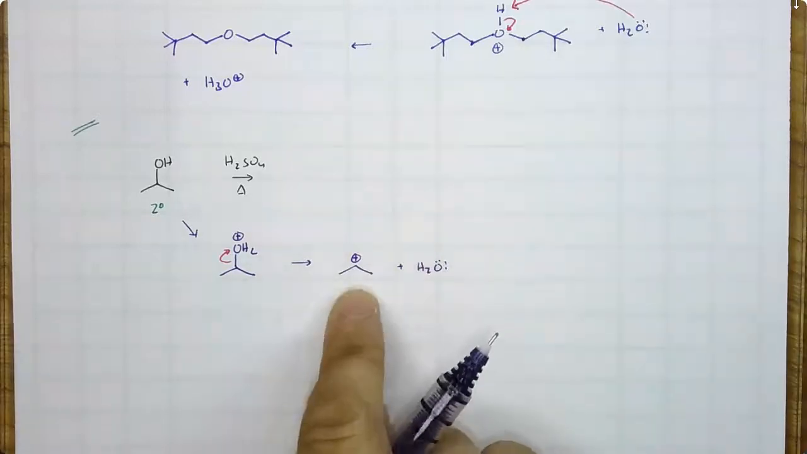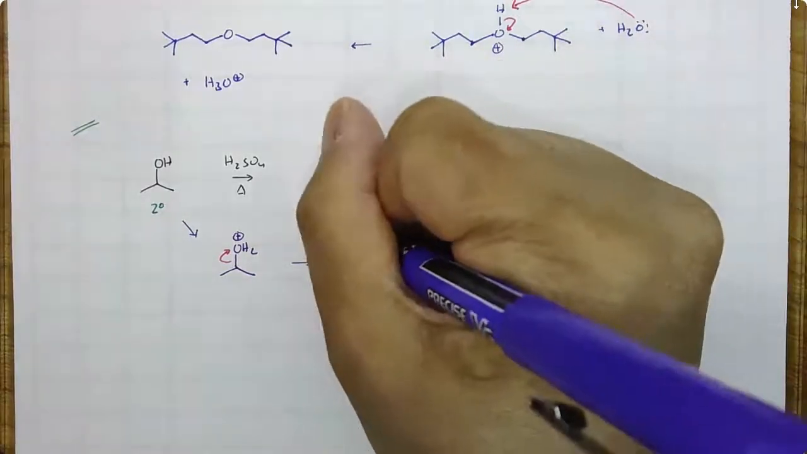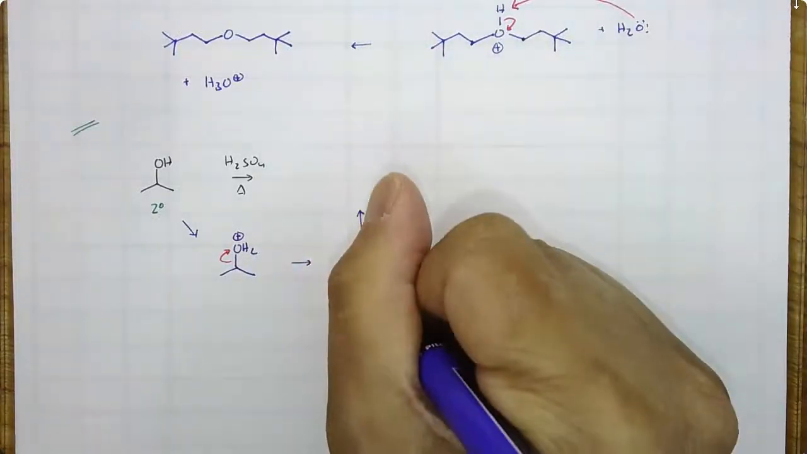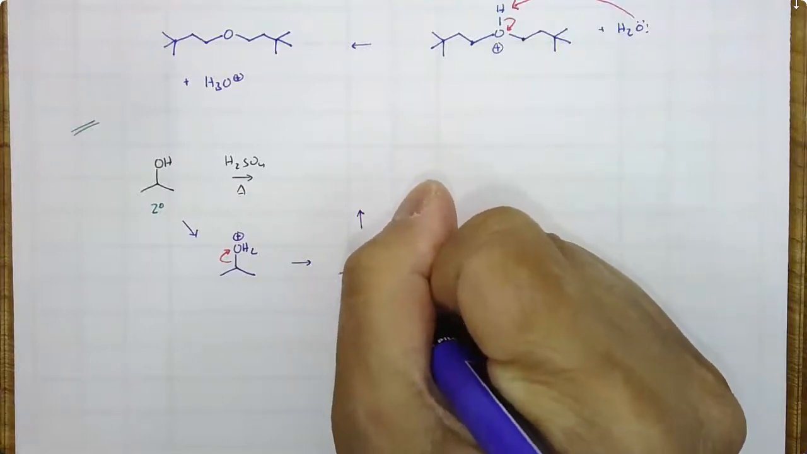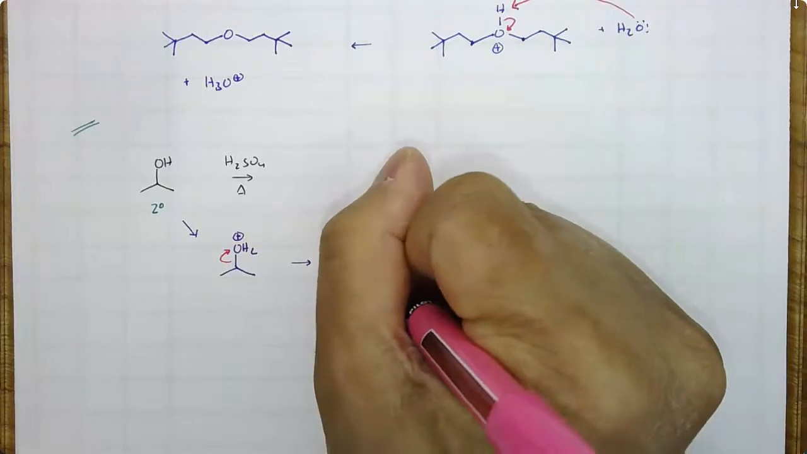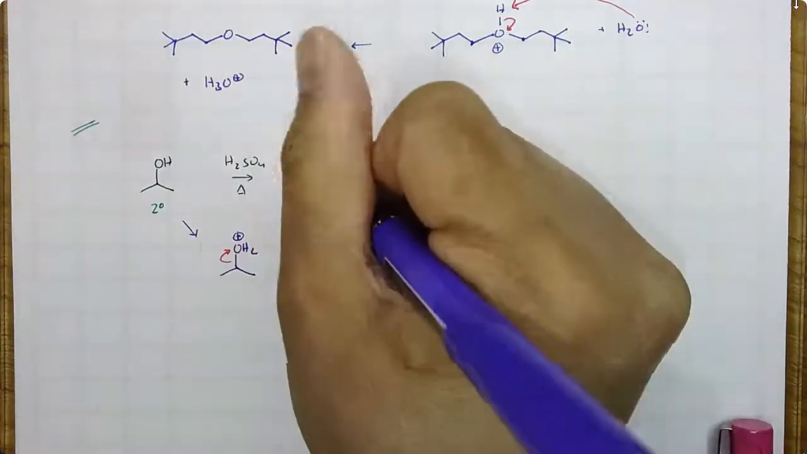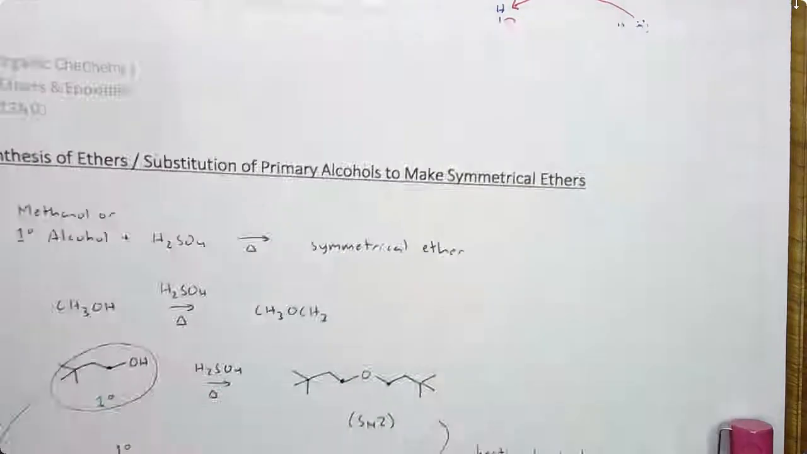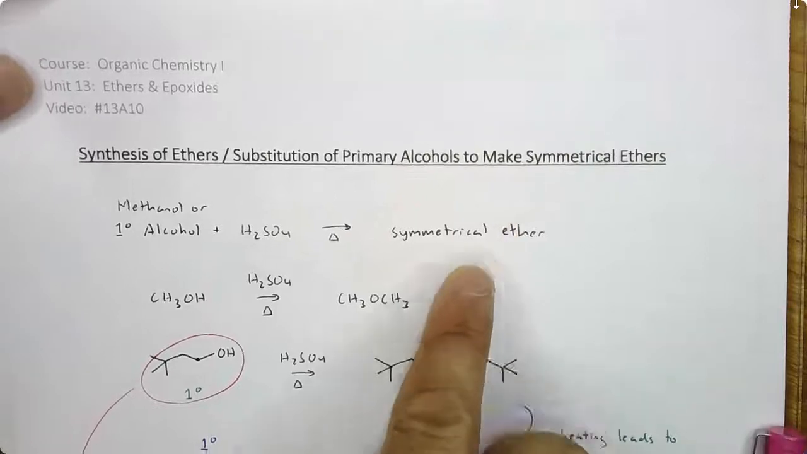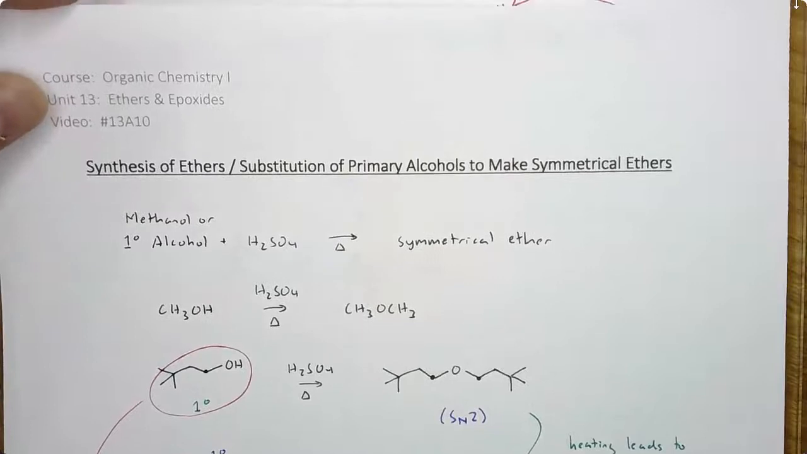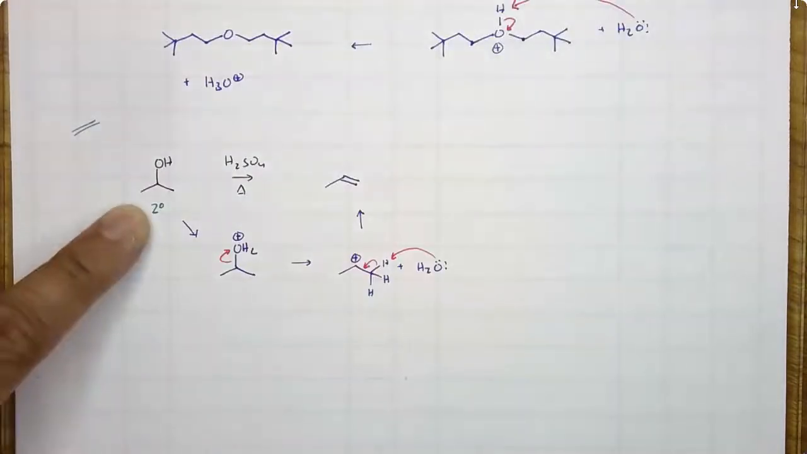We are not going to do a substitution. You are going to do an elimination. And remember how elimination occurs? Remove the beta hydrogen. This would be your major product. But you can remember that because, again, for this reaction to make a symmetrical ether, it has to be a methanol or primary alcohol. It fails when you start to make an ether out of a secondary alcohol.